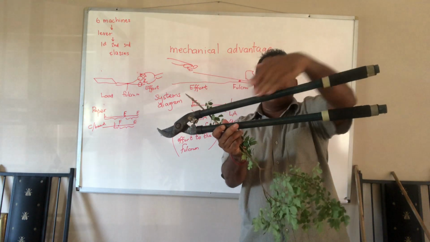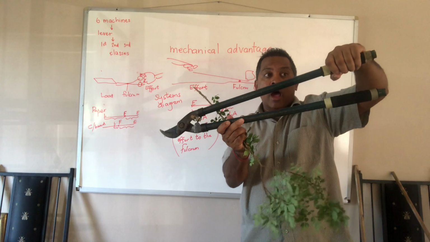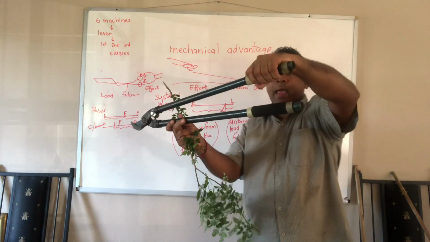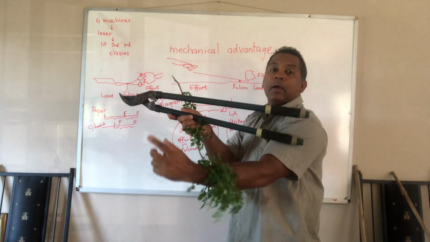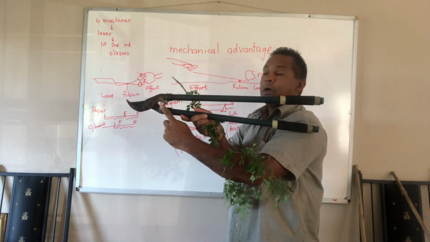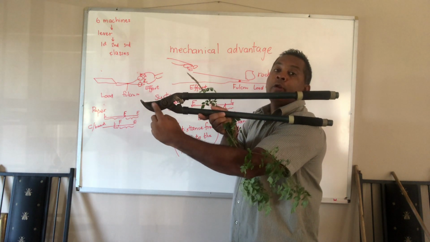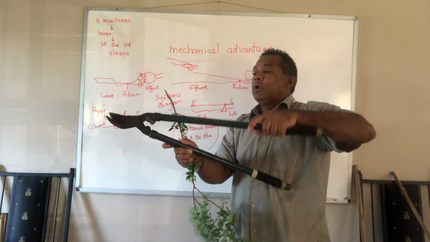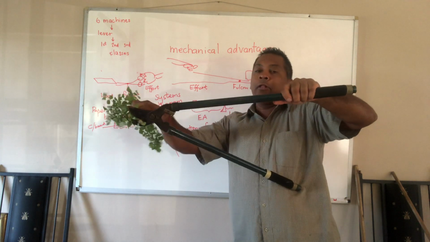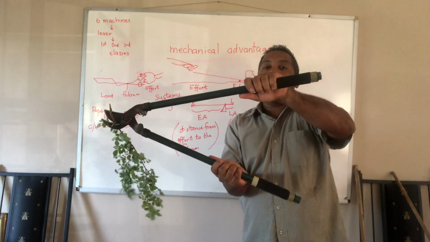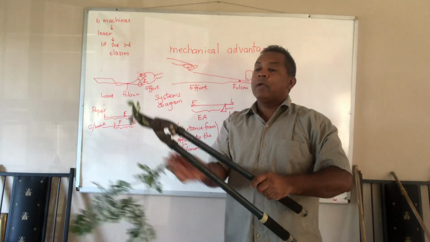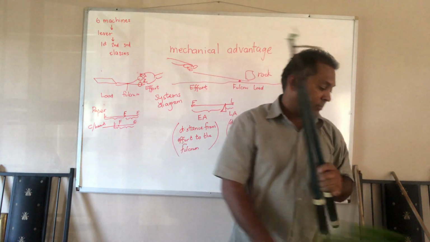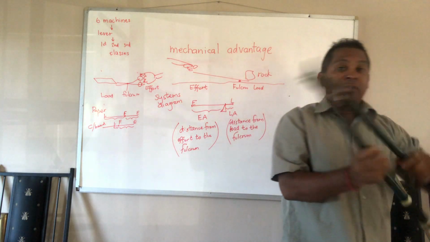Look at this arm here. This is the effort arm. Effort arm will be from my hand all the way through to the fulcrum. There's the fulcrum there. And that will be the load arm because the branch goes there. Look now, when I put the little branch there and I go with a cut, obviously it slipped right off like that. So let me observe this tool again.